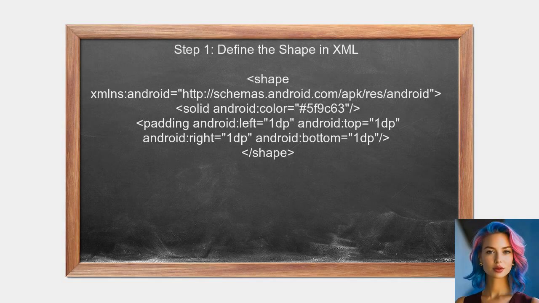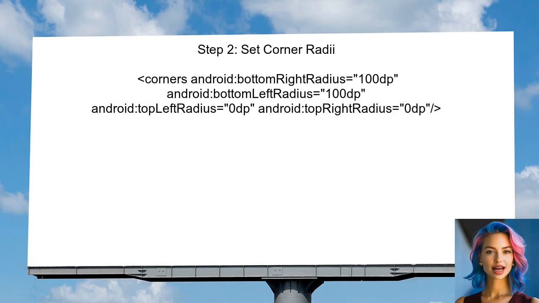To create a drawable with a perfectly curved bottom border in Android, the user should start by defining a shape in XML. This shape will include a solid color and padding. Next, the user needs to specify the corner radii. This is where we define the bottom corners to be fully rounded. The top corners will remain square.